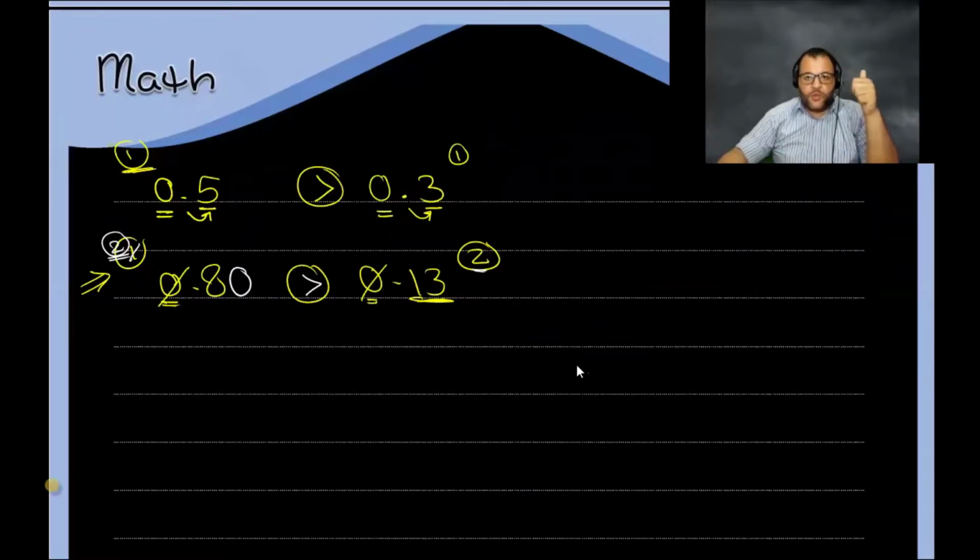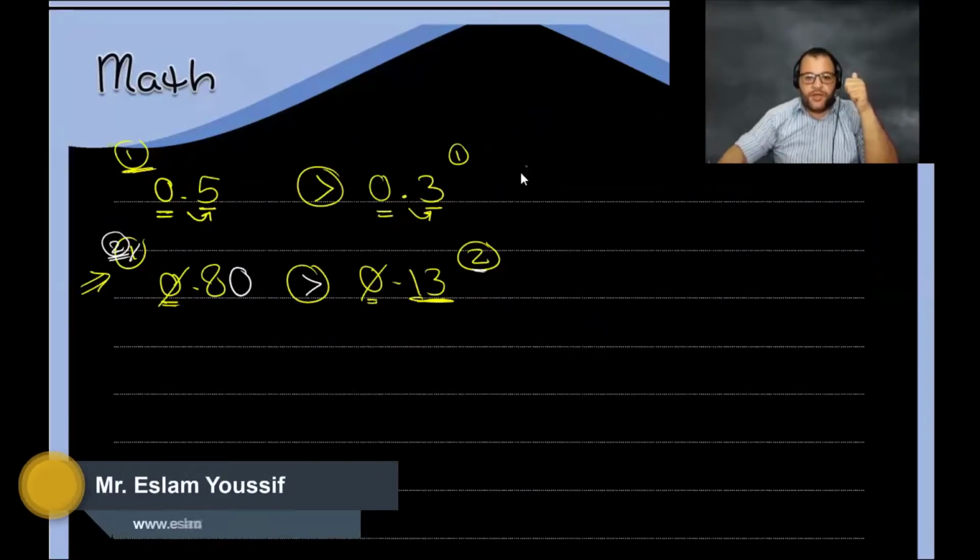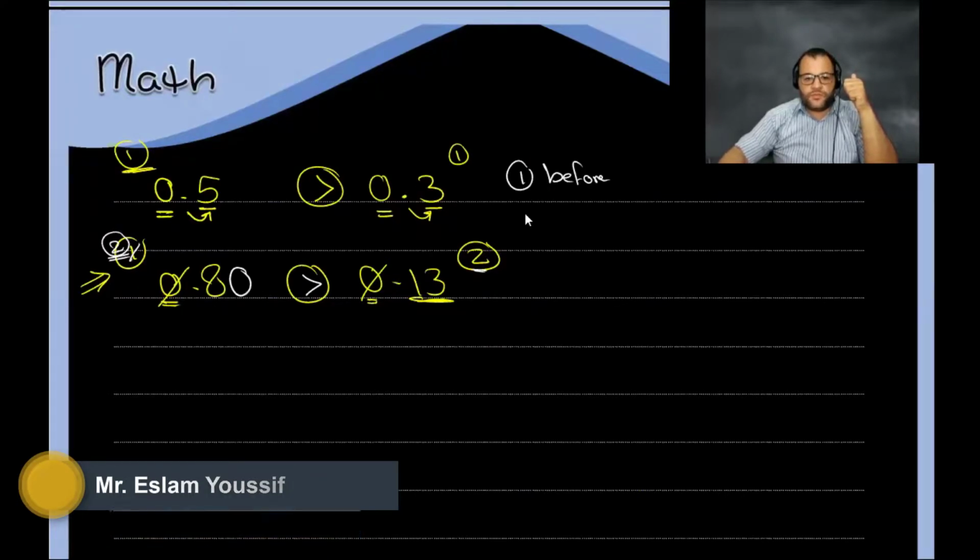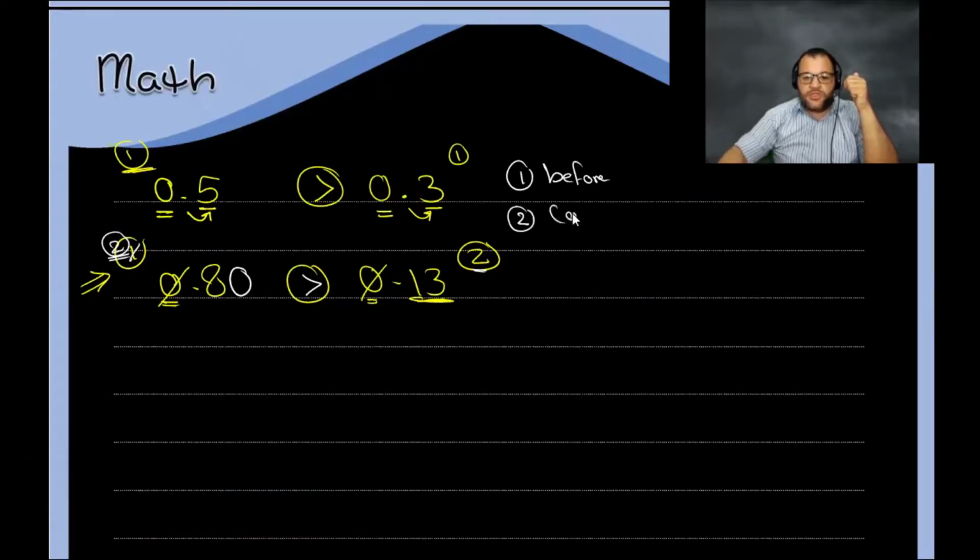Number 1, look at the number before the decimal. Number 2, count how many numbers are at the right of the decimal. Number 3, if they are different, complete with 0.